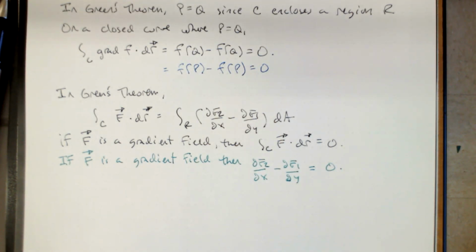is a similar question that we've asked before. We can determine if a vector field is a gradient field by trying to find a potential function. Here's another way to determine if a vector field is a gradient field: by looking at the scalar curl.